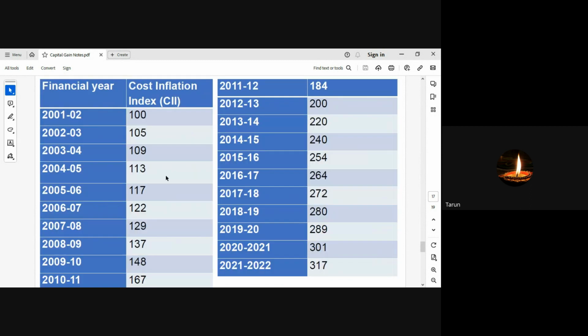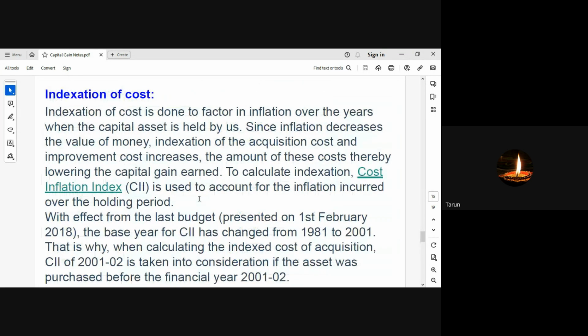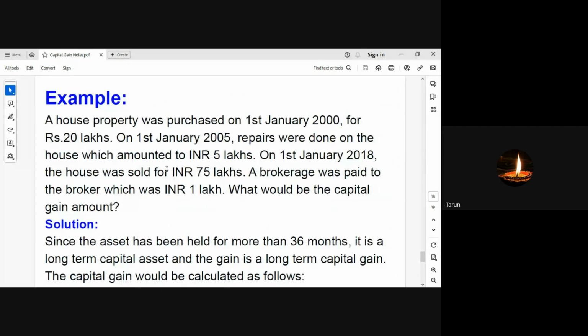So for example, if any asset has been bought before 2001, the CII of 2001-02, that is 100, will be followed or considered. Right? So let's take an example to understand with clarity.